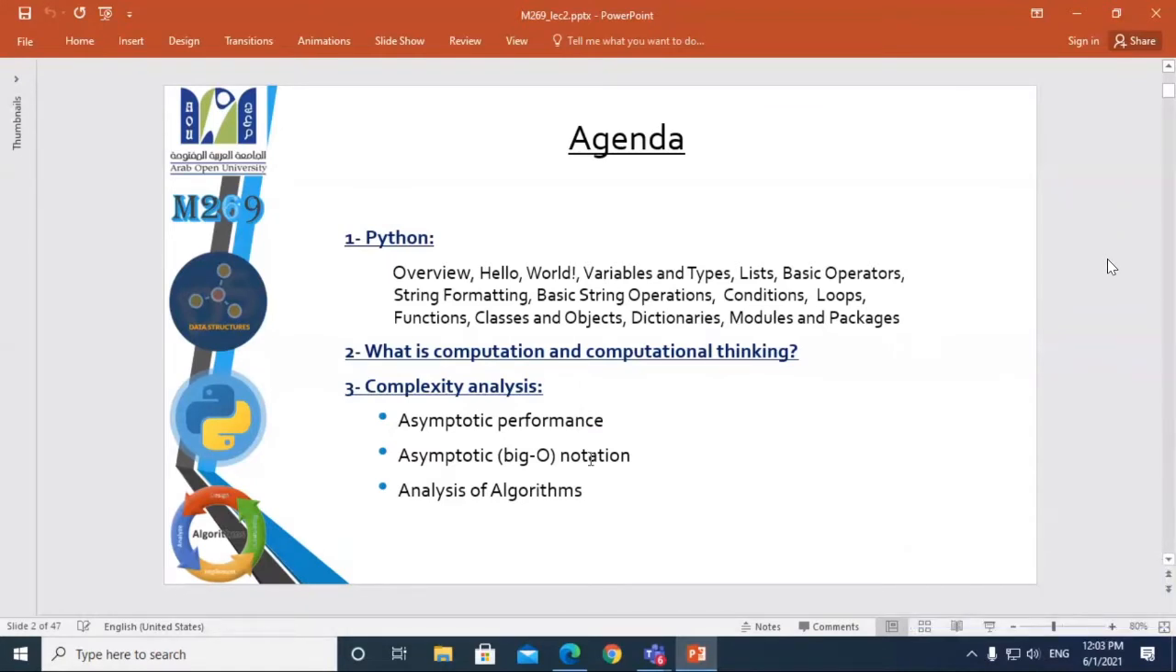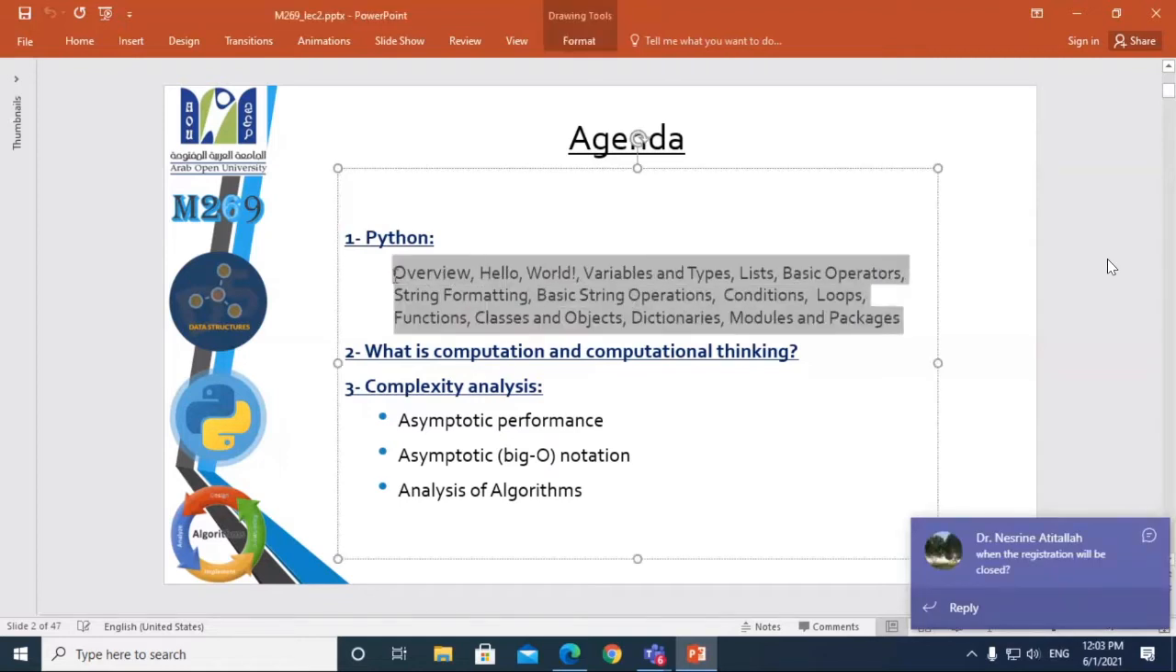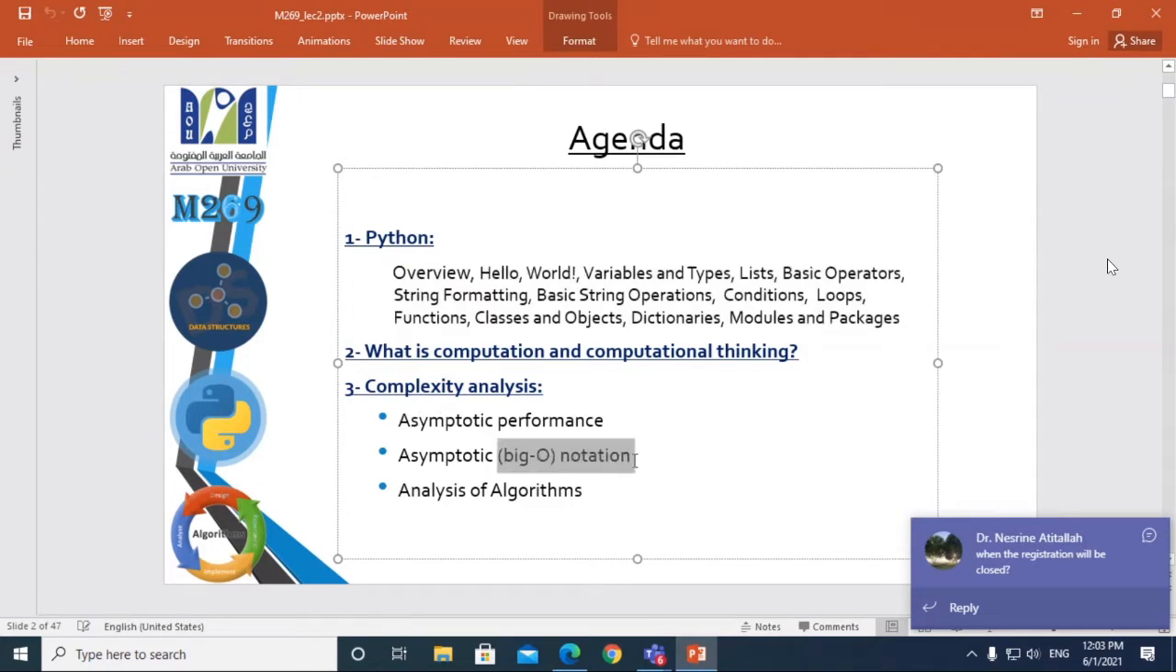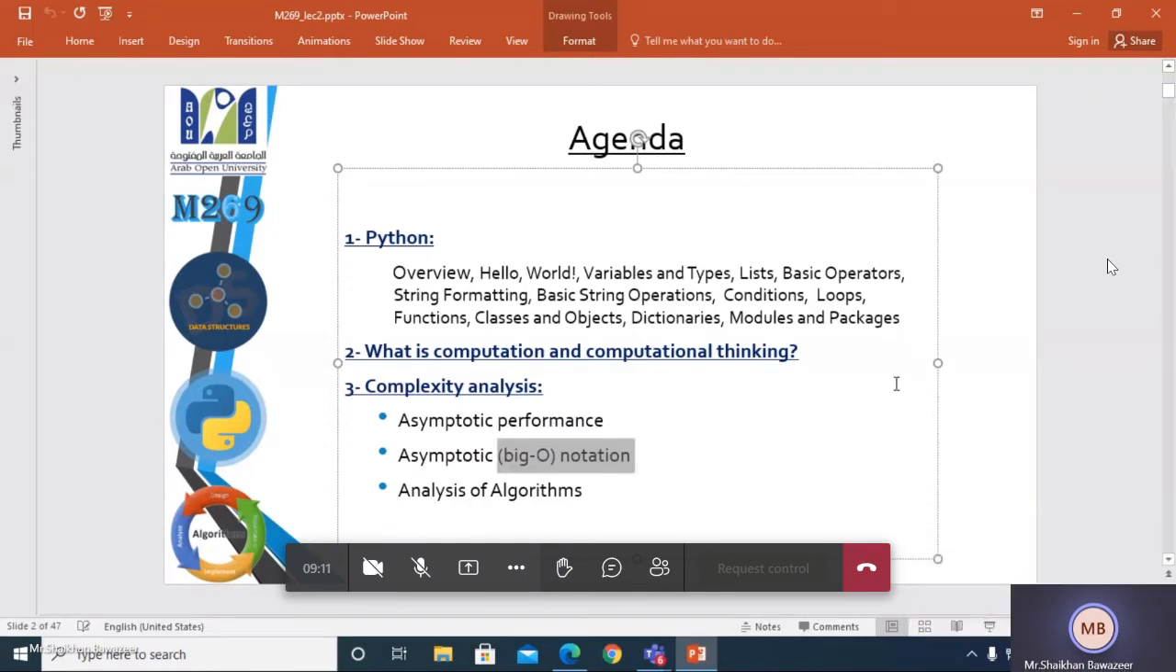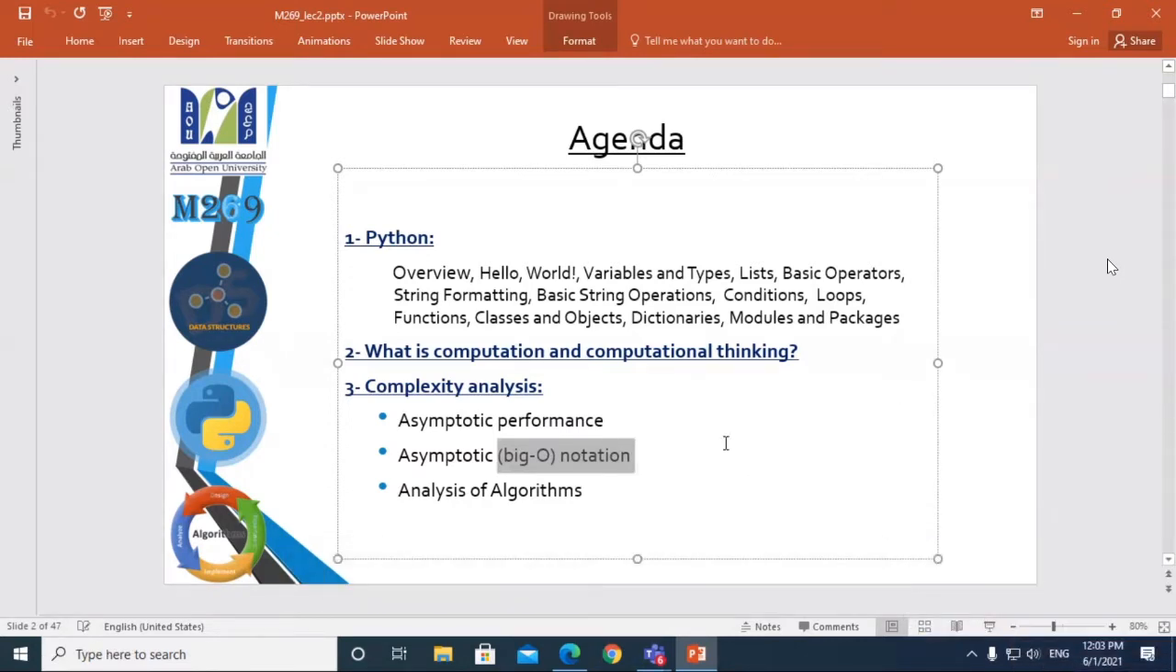Okay. Today we'll look at general points about Python, just general points. Then we'll look at a very important topic in this course, which is the semantic performance, or analysis of algorithms, or what they call Big O notation. Okay? We will go step by step.